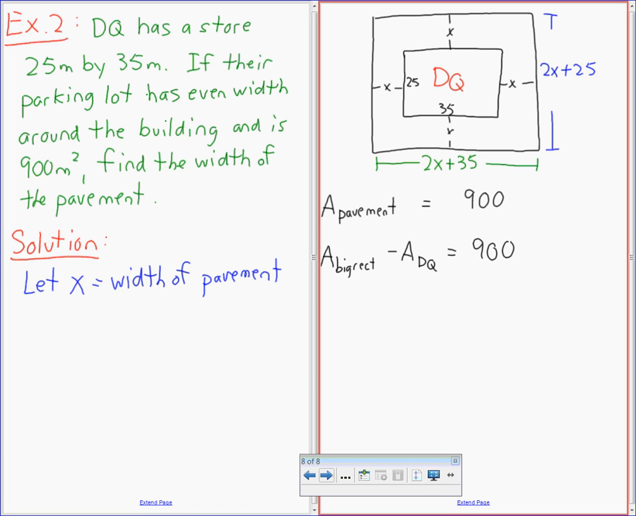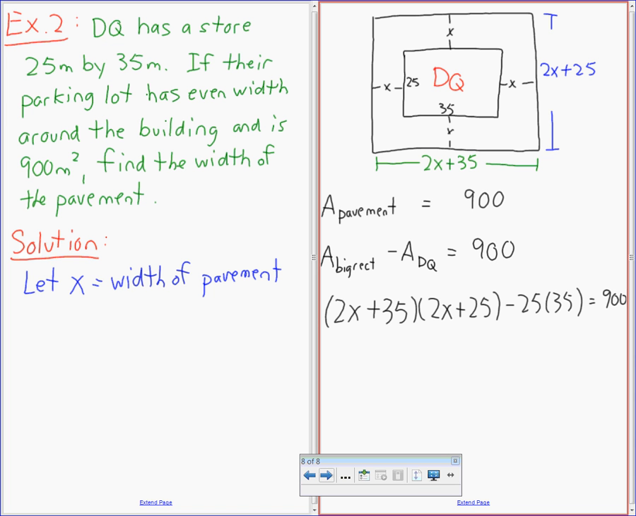The area of the big rectangle should be 2x plus 35 times 2x plus 25. The area of DQ should just be 25 times 35, and that should equal 900. Now, once I have this equation set up, instantly you're not going to complete the square because nowhere in this question does it say maximum or minimum. If it is not a maximum or minimum question, you're going to be solving. This one I think will end up being quad formula, but we'll find out in a sec.